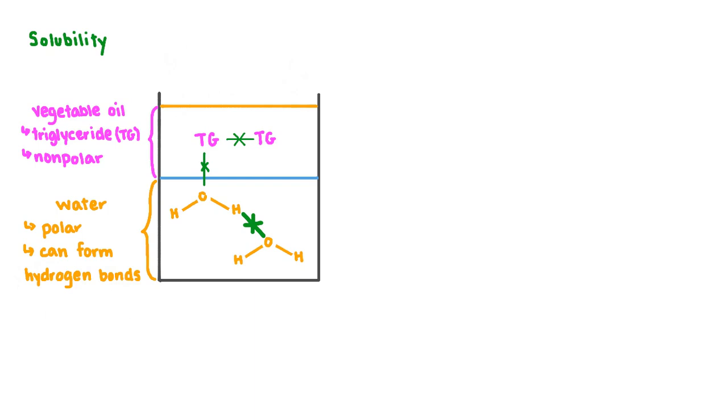A molecule of triglyceride and a molecule of water do exhibit electrostatic attractions with one another. This electrostatic attraction is stronger than the attraction between two triglyceride molecules, but is weaker than the attraction between two water molecules. As water molecules are more strongly attracted to one another than to the triglycerides, the two substances do not mix.